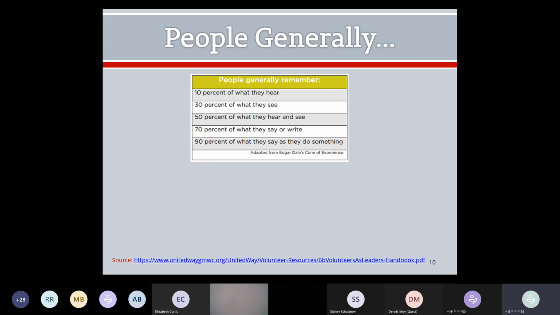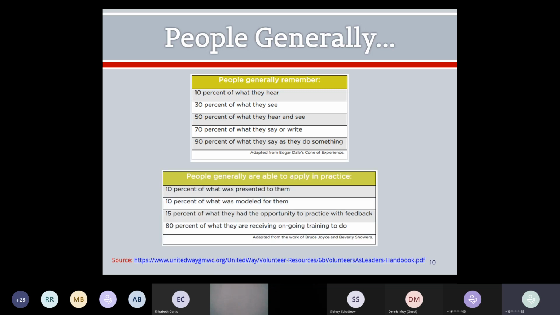This is a new scale that was in our materials. And of course, I always have the links to any of the resources that we talk about at the bottom of the page, and they're incredibly helpful. People generally are able to apply in practice, so not only how they generally remember, but how they're able to apply what they remember: 10% of what's presented to them, 10% of what is modeled for them, 15% of what they had the opportunity to practice with feedback, and then 80% of what they received ongoing training to do.